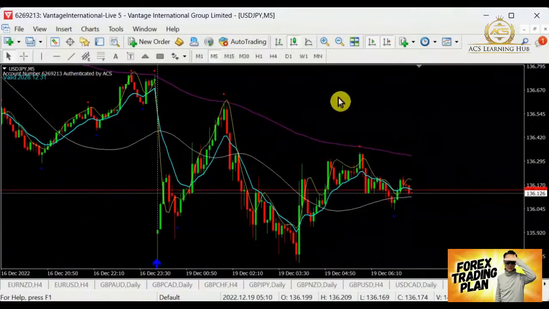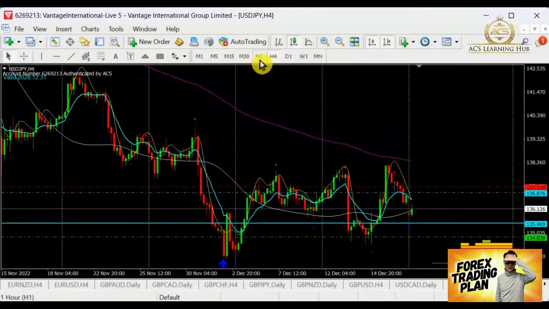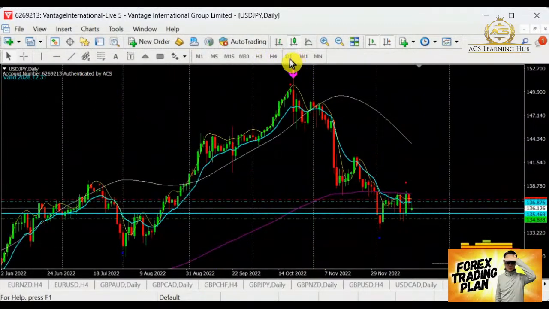How about dollar yen? Dollar yen over here, like we say, we are going from 151 all the way down to now 135, 136. So there may be a chance that the bear is still running to set up the support.